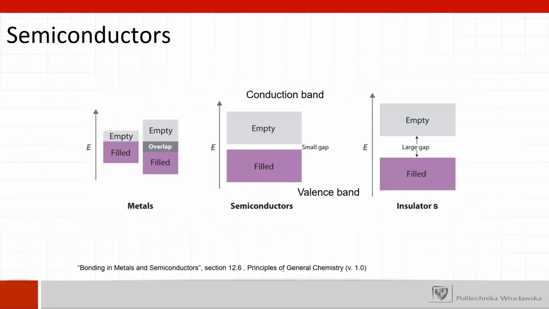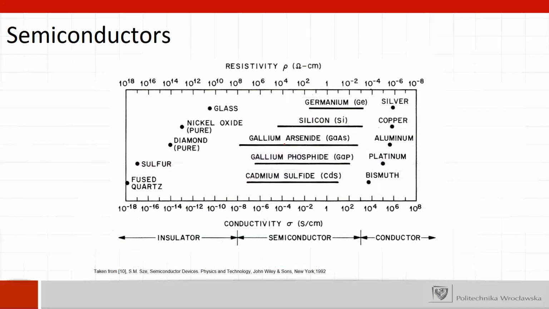So I assume that you're familiar with the basics of semiconductors. So this is just a formal image that I have to show, of what is the difference between conductors, semiconductors, and insulators. So semiconductors have a small band gap between the conduction band and the valence band. So on the scale of conductivity, they are located somewhere between conductors and insulators, right?